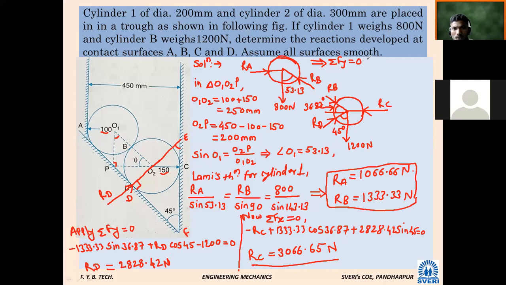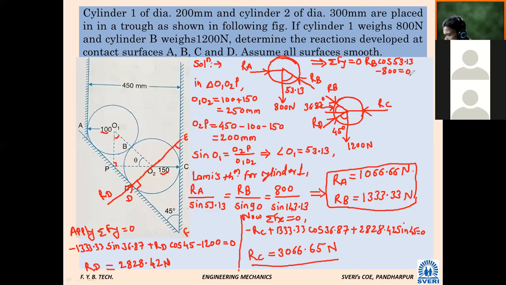And the angle, what will it be? RB cos will come, because of the vertical angle, 53.13. And what about 800, minus or plus? Minus 800. RB cos 53.13 minus 800 equals 0. Now calculate from this equation how much RB comes. So 800 divided by cos 53.13. RB will be 133.33. And it is the same as what we got earlier. Yes sir, the same.